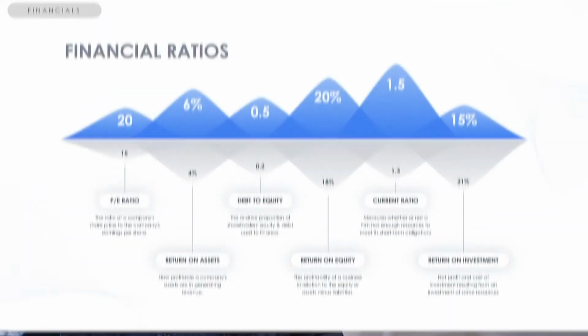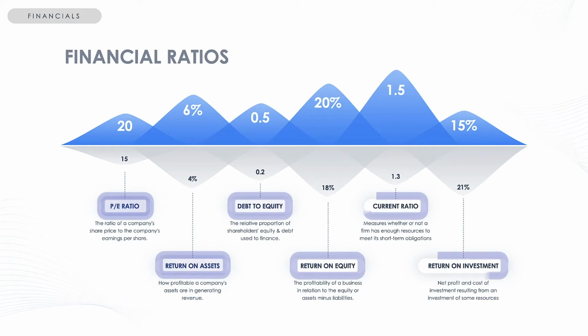Next, no quarterly report would be complete without a financial summary. This could be a high-level overview that gets as specific as execs want. This financial ratio visualization lists the 6 most common financial ratios on one slide.